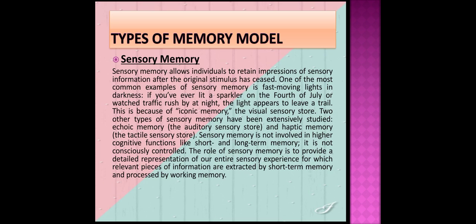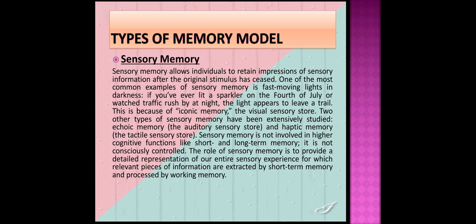Types of memory model. Sensory memory. Sensory memory allows individuals to retain impressions of sensory information after the original stimulus has ceased. One of the most common examples of sensory memory is fast-moving lights in darkness. If you've ever lit a sparkler on the 4th of July or watched traffic rush by at night, the light appears to leave a trail. This is because of iconic memory.